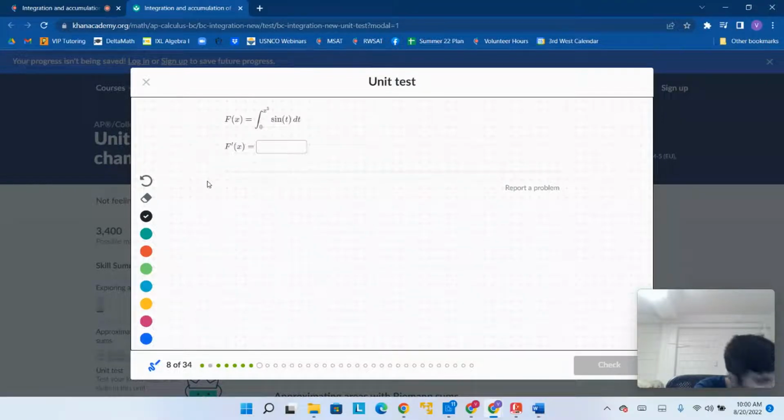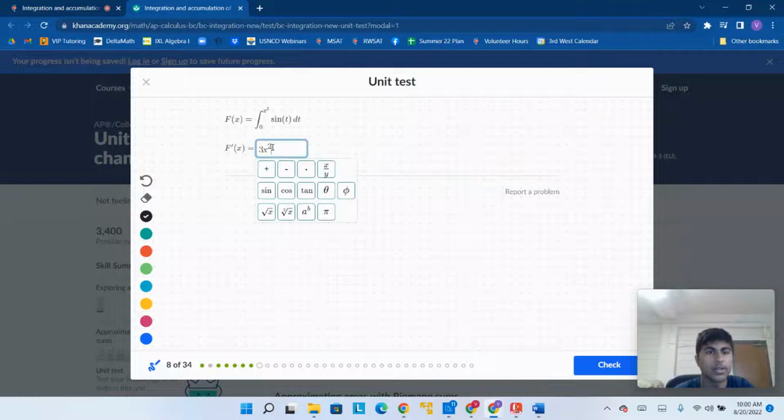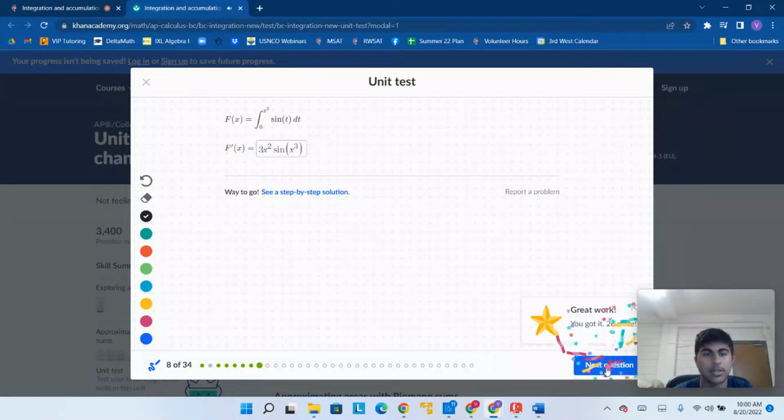But then you have to multiply by the derivative of x cubed, kind of like the chain rule, which is going to be 3x squared. So our answer is 3x squared times sine x cubed. And that is our derivative. Let's move on.